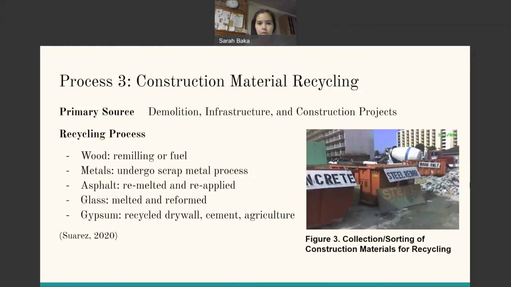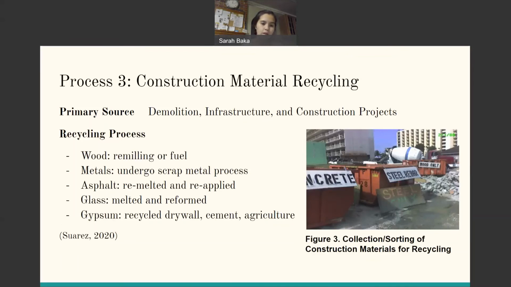The last process I'll be going through is construction material recycling. These are materials that are produced from demolition, infrastructure projects, or just general construction. There's a wide variety of materials involved in construction, and they're listed here. We have wood, metals, asphalt, glass, and gypsum. Depending on the type of material, obviously it's going to go through a very different type of process.